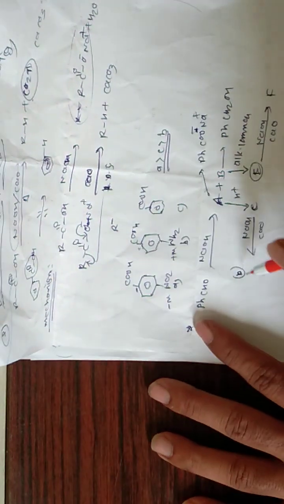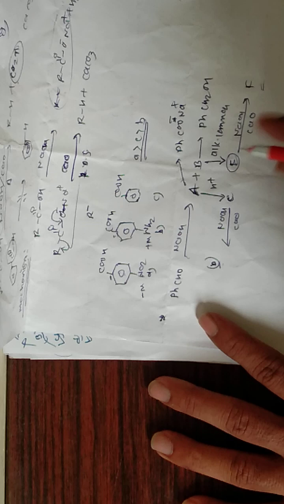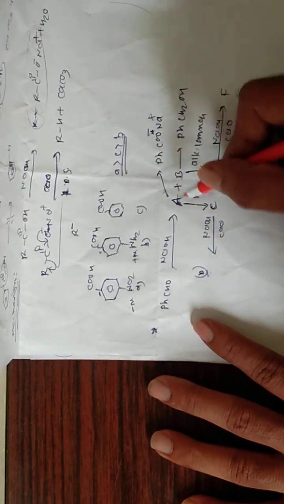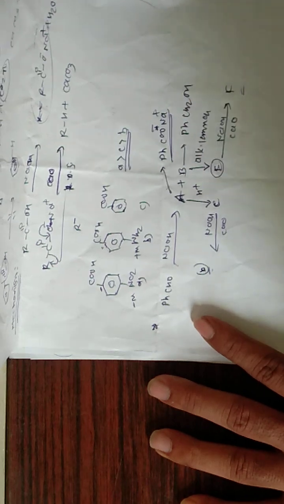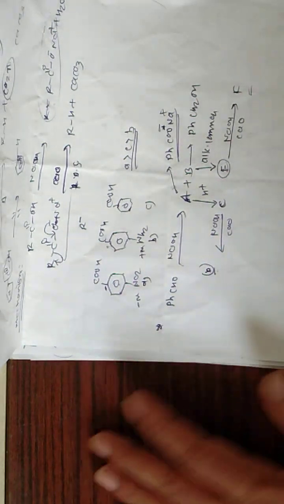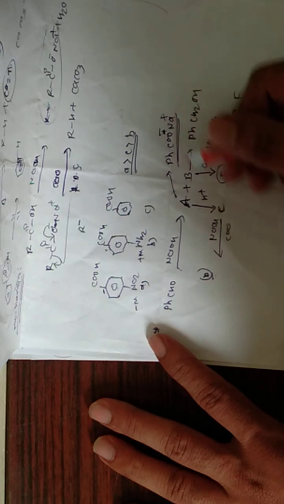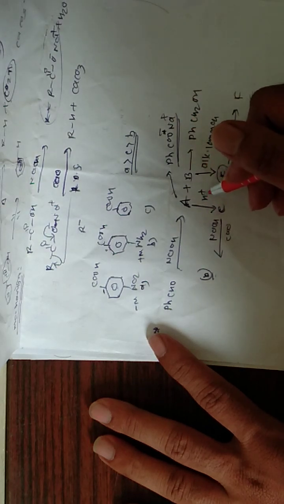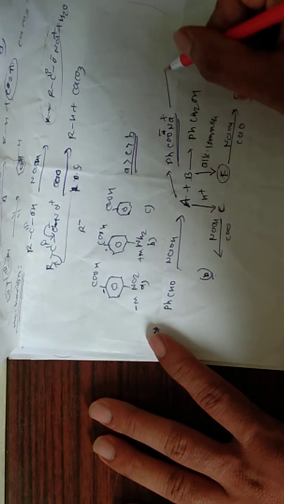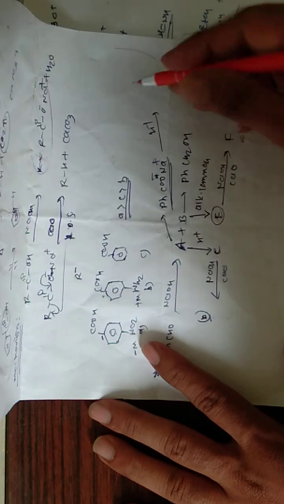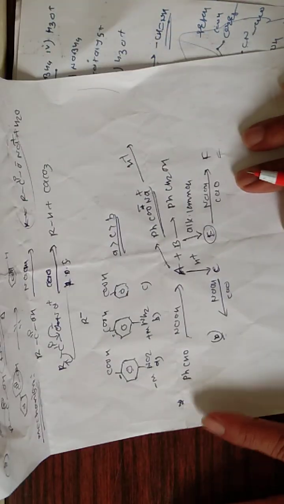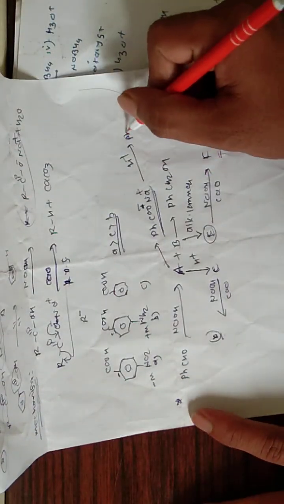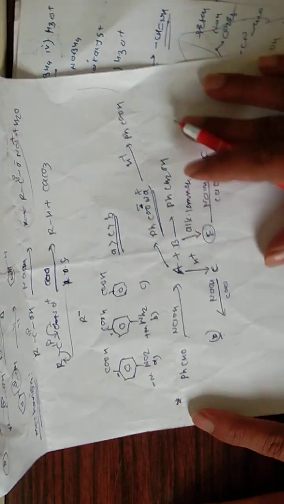Then what are the D and F products? We have already seen what A and B are. A is the salt of benzoic acid. So in acidic condition, what will happen? In the presence of acid, this will convert to simple benzoic acid.